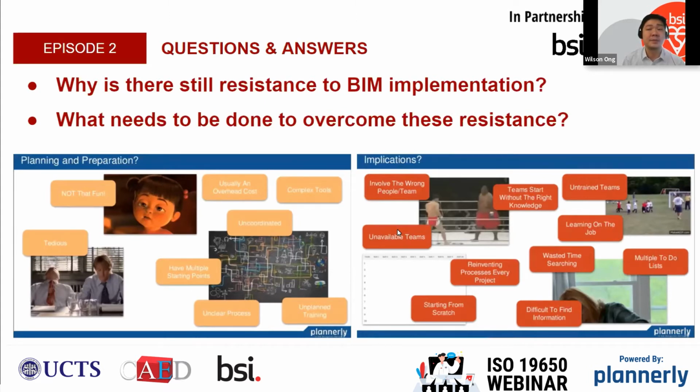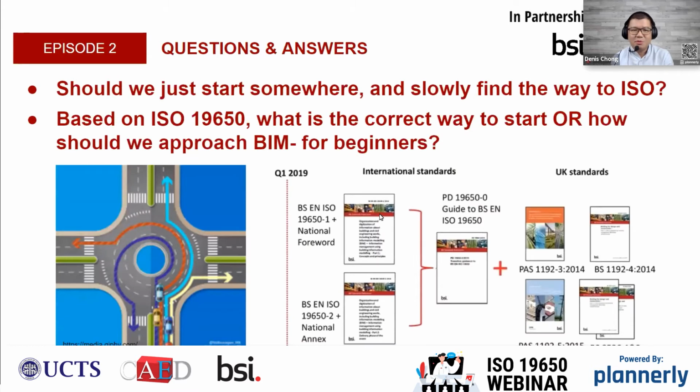I think one of the resistances that I can recall is just to understand the ISO itself. Sometimes you will feel that it is very overwhelming because of the amount of reading and the amount of understanding that we need. So I was thinking in the earlier years of my BIM exposure, is there a better way or a simplified way to do all this? But I'll share with you in a while. All right, let's go to the next question.